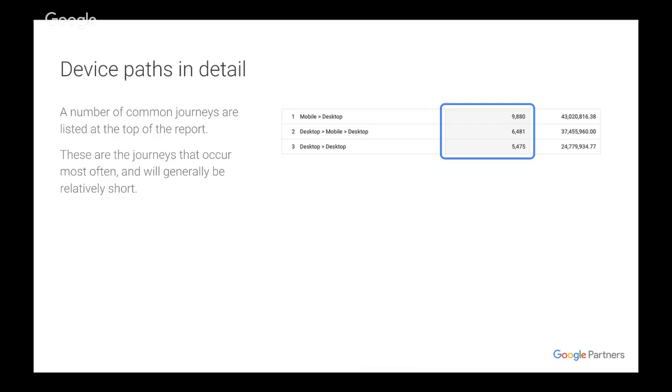And it also happens that, as we were saying here on path number 3, you start on desktop and then you walk away for a while, but you still finish the activity or the conversion, you accomplish it there.